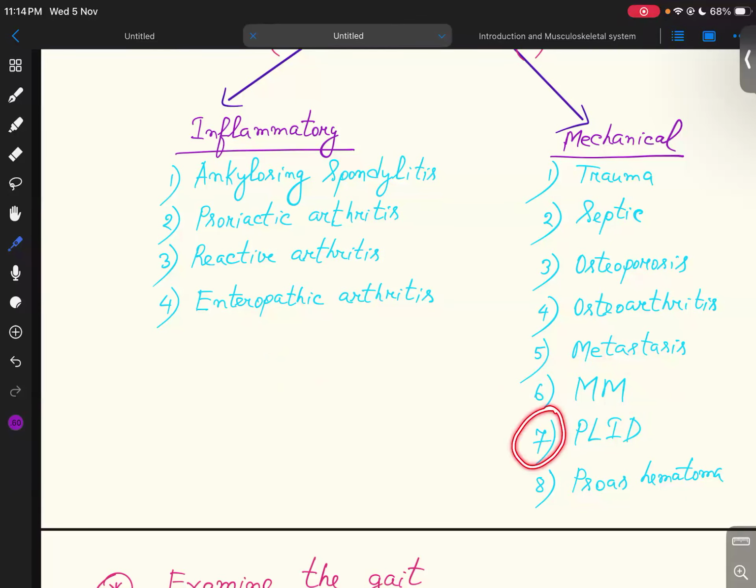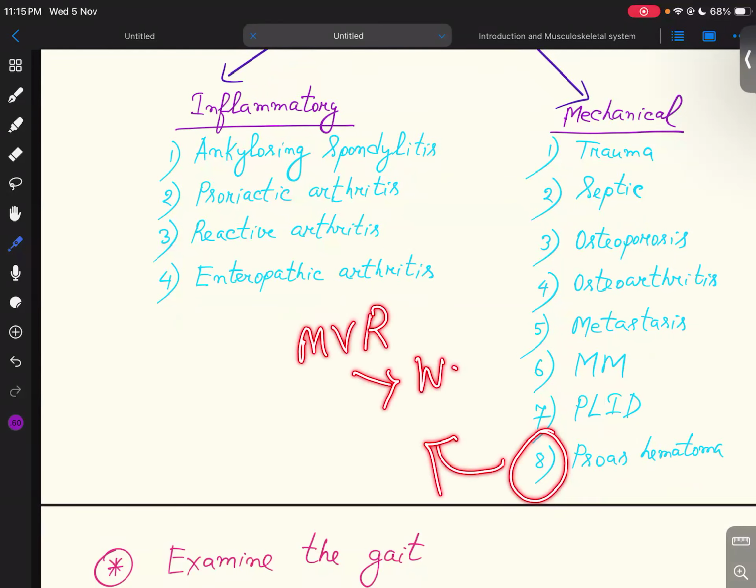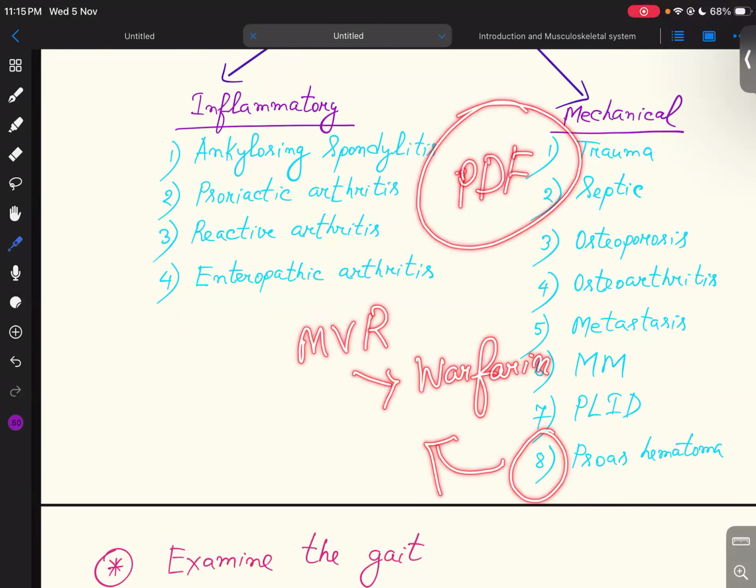Then PLID, you can typically keep this differential diagnosis for any cause of low back pain. Then the last was psoas hematoma. This has come in the PCS exam with the background history of mitral valve replacement with the history of taking warfarin. So are you seeing why the PDF is so important? You'll automatically get a clue in the PDF in more than 80% of the cases.